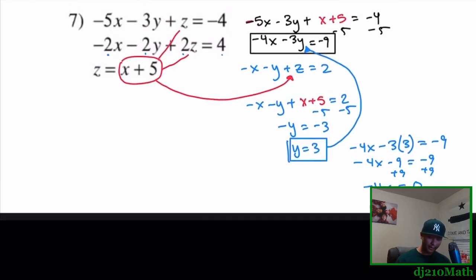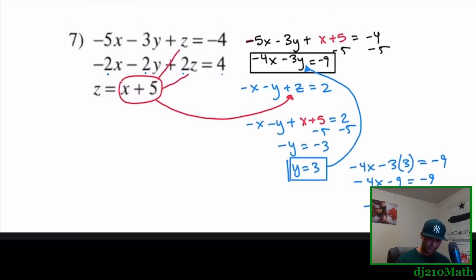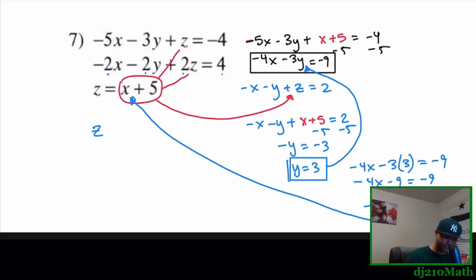So I have a y and I have an x. Now I just need a z. So let's plug x into here. And that's nice because z is equal to 5. So x, y, z: 0, 3, 5.